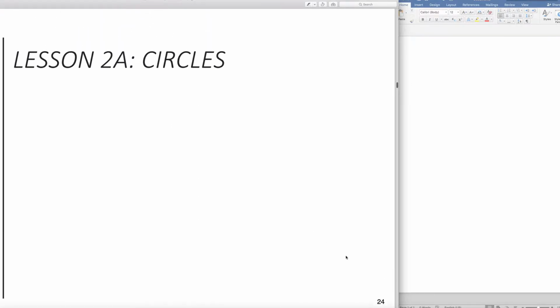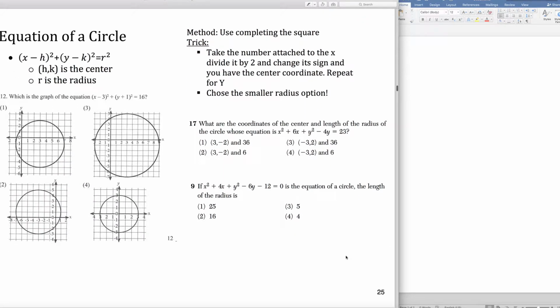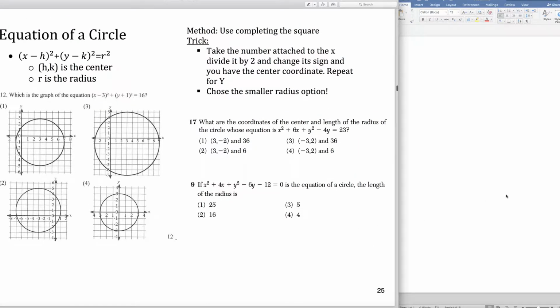Yes, everyone turn to page 24 in your book. We're going to do circles and then we're going to do trig. Alright, so the first topic is circles. This is a pretty exciting topic to teach, I think, because the trick is very, very simple.